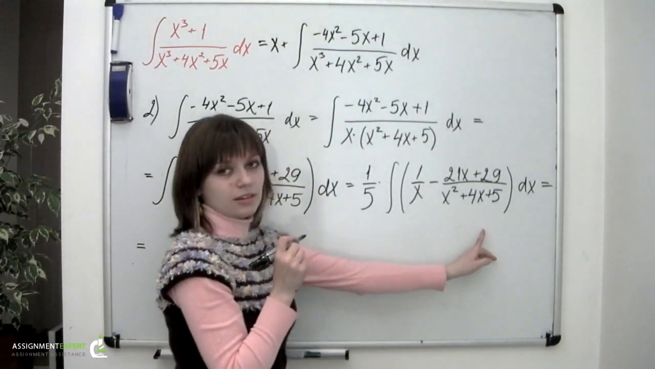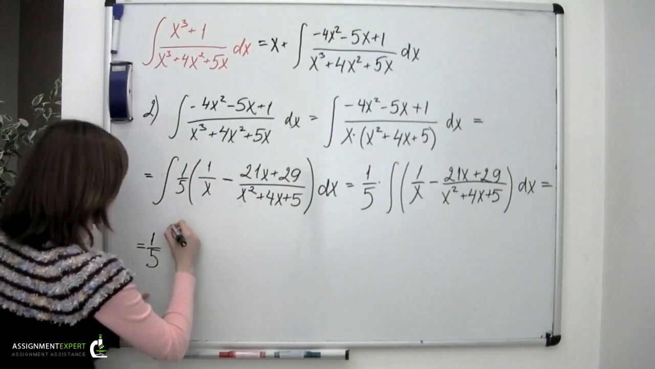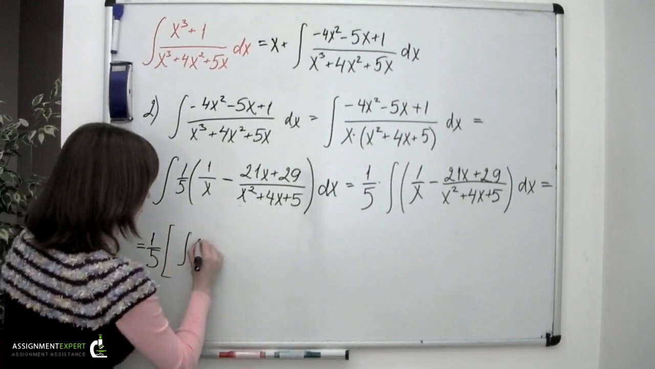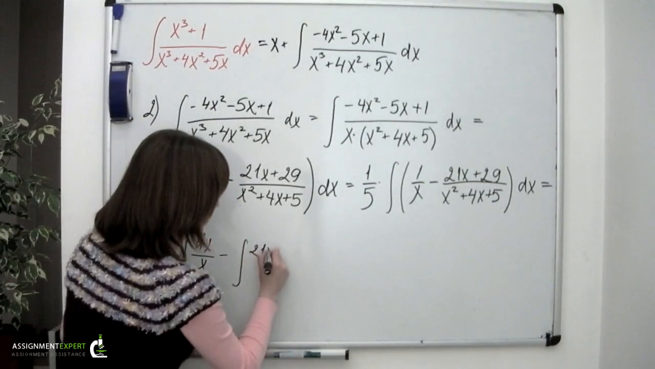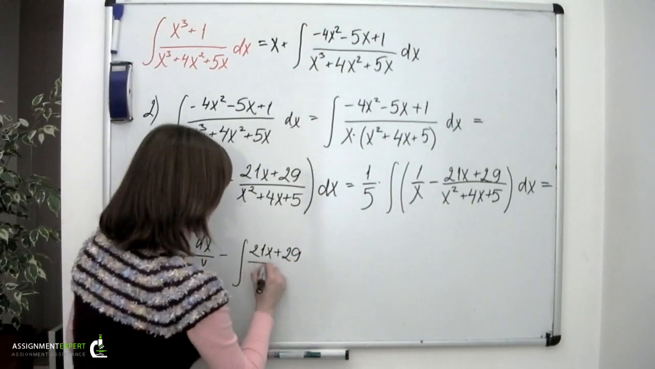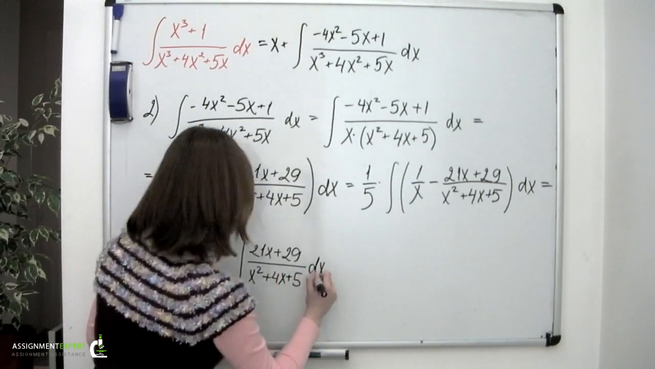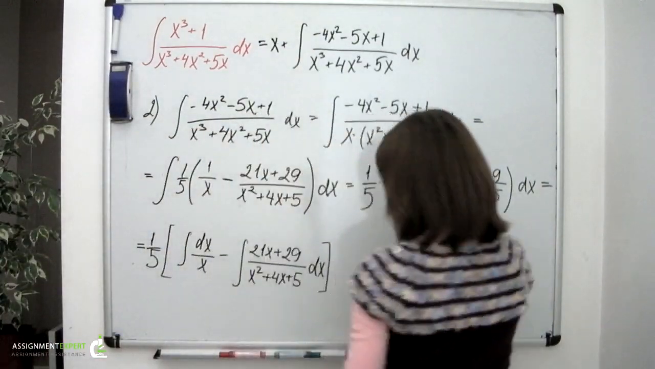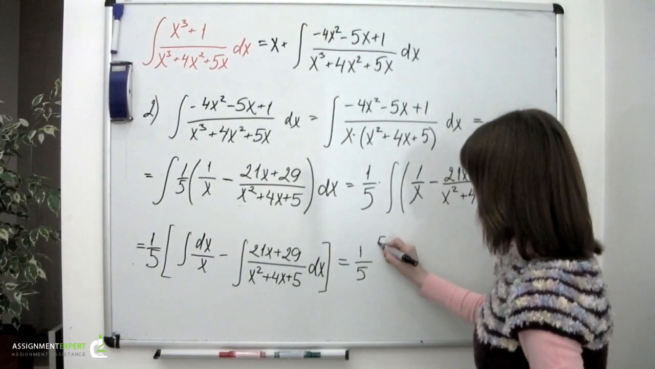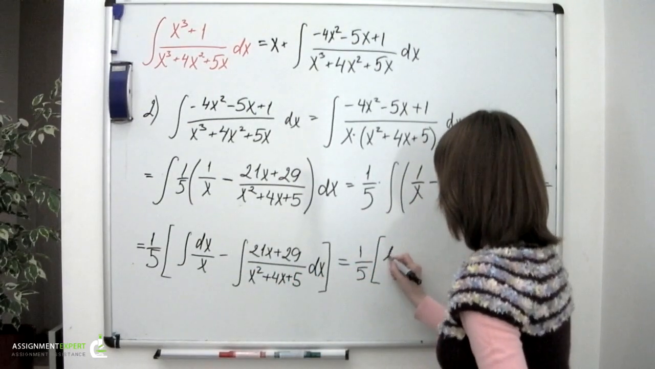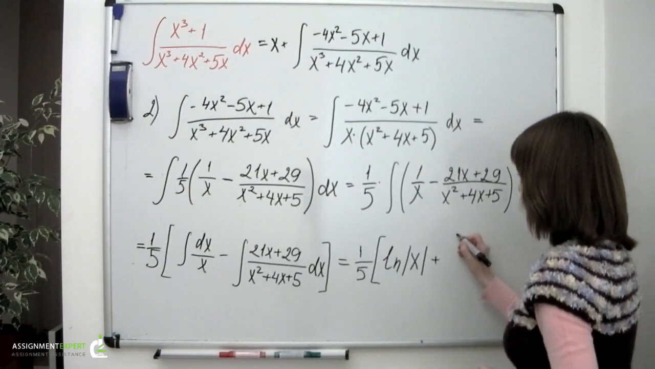Now the integral of the difference is equal to the difference of integrals. So we can write it in the following way: 1/5 times the integral of dx over x minus the integral of (21x plus 29) over (x squared plus 4x plus 5) dx. Now this first integral is equal to ln of the absolute value of x, and the second one remains with no changes.